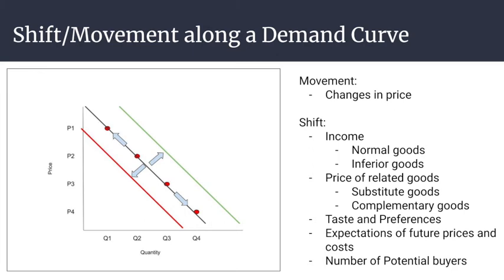And the final one is the number of potential buyers in the market itself. If the market consists of a very small number of buyers, then the overall demand is either going to stay the same or shift inwards. If we have an influx or increase in the potential number of buyers in a single market, then demand is going to increase overall for different types of goods and services, and the demand curve is going to shift outwards.